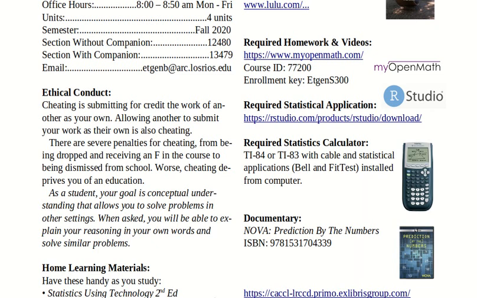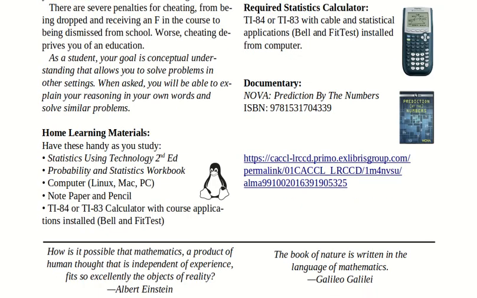So let's look at this from a positive point of view. What is an education? It's not just to get a piece of paper. So what does it mean? As a student, your goal is conceptual understanding that allows you to solve problems in other settings. So if I ask you a question, understanding is demonstrated by being able to solve a similar question. When asked, you will be able to explain your reasoning in your own words and solve similar problems. So that proves that you know something, and I think that's very satisfying as a student to have that degree of understanding available to you.